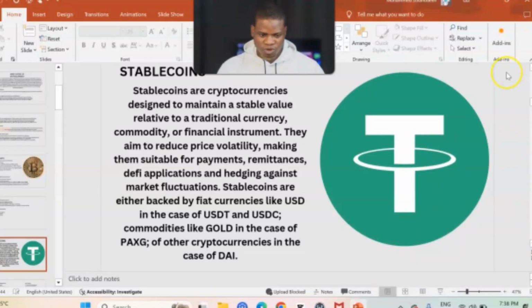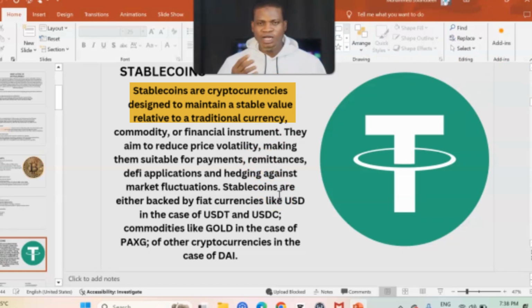Now, let's talk about what we call stablecoins. Stablecoins are cryptocurrencies designed to maintain a stable value relative to traditional currency. We all know that in the cryptocurrency market, cryptos are highly volatile, which means their prices go up and down. With that fact, some cryptos were created to represent fiat currency in the cryptocurrency world, and that is what we call stablecoins. Stablecoins don't go up and down in price. USDT, for example, is a stablecoin. USDT maintains the same price every day, every time.